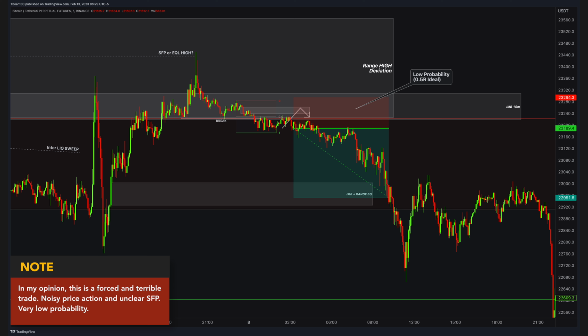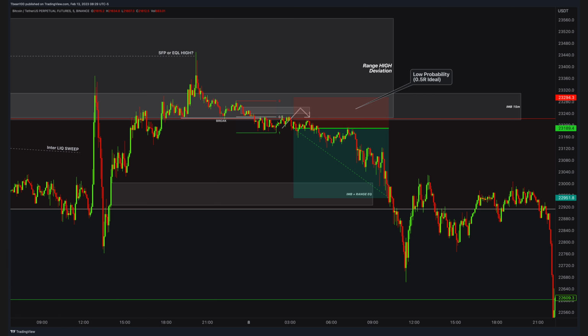I personally hate this setup. It may look like it worked here, but the price action is quite noisy. I want strong breaks. I want big and powerful candlesticks with displacement. I want giant imbalances, clear market structure. Not much to say about this setup. If I was entering this, I would be using less than 0.5 R, maybe 0.25 R, a very low probability.